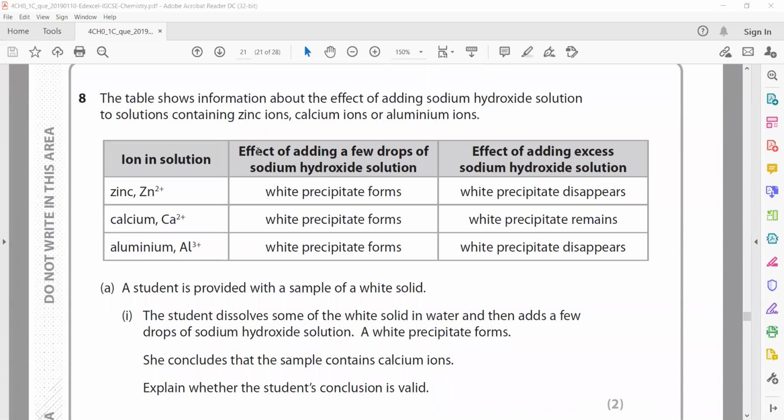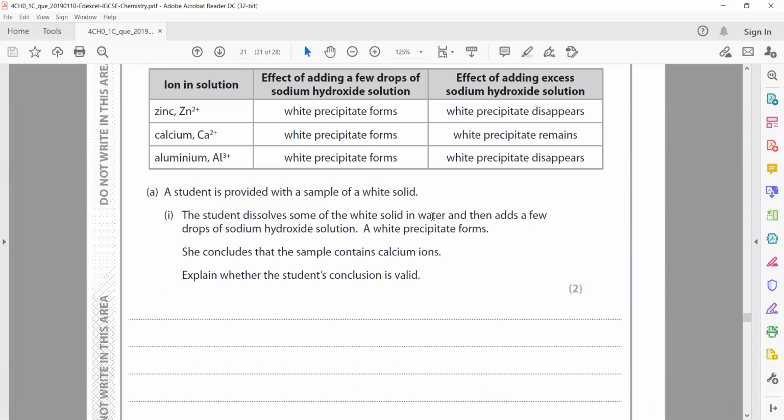For question 8, the table shows information about the effect of adding sodium hydroxide solution to solutions containing a zinc ion, calcium ion, and aluminum ion. A student is provided with a sample of white solid. The student dissolves some of the white solid in water and then adds drops of sodium hydroxide. She observed a white precipitate. She concludes that the sample contained calcium ion.